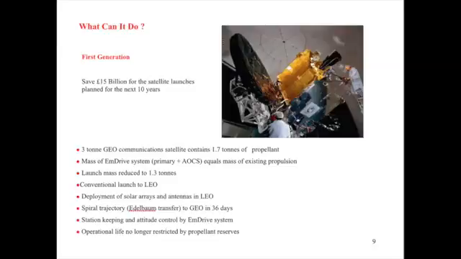The reality means that the mass of an EmDrive propulsion system, that's both primary and the so-called AOCS, that's the attitude and orbit control system, if you take the dry mass of an EmDrive propulsion system, it just about equals the dry mass of the existing propulsion system. So what you're actually doing is you are simply getting rid of the mass of the propellant.